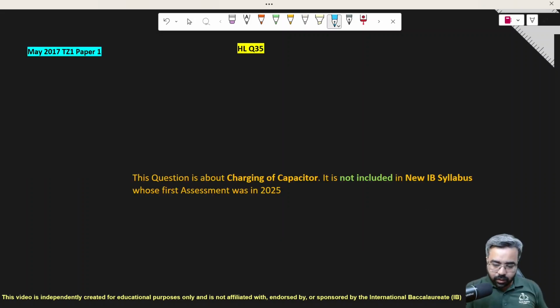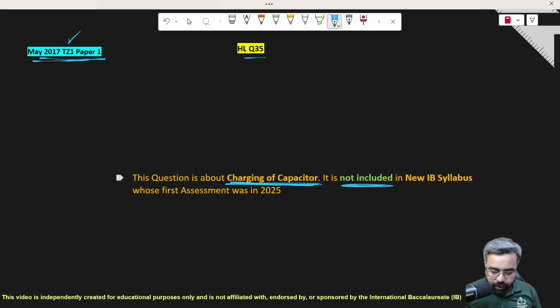Once again, this question number 35 from this exam year and time zone 1 is not included because it is about the charging of a capacitor. So charging, discharging, energy stored, all of that are clearly not included.